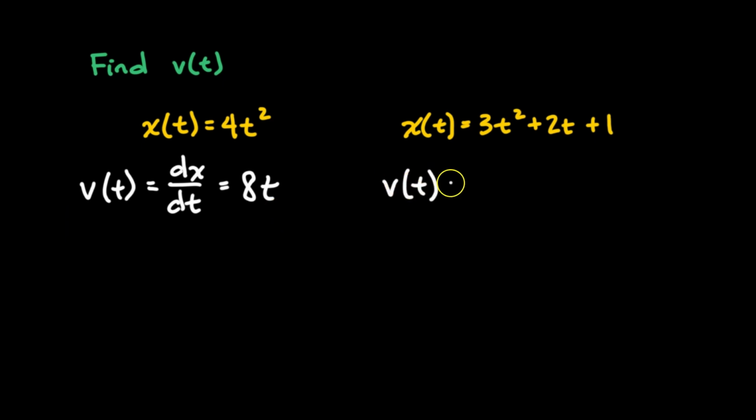Next, we'll look at a position function, 3t squared plus 2t plus 1, and we want to find the velocity function. So we're basically going to find the derivative of this position function, and we get 6t plus 2.